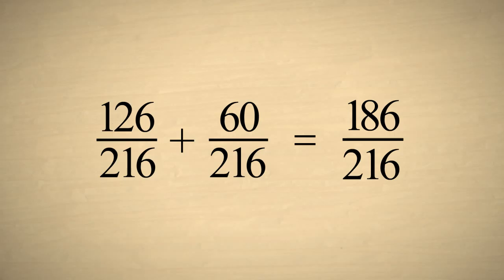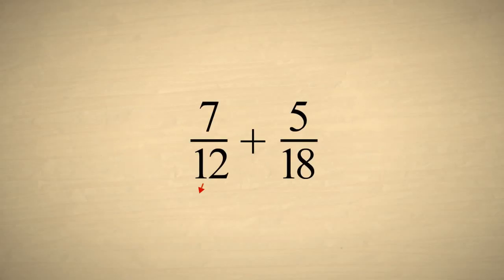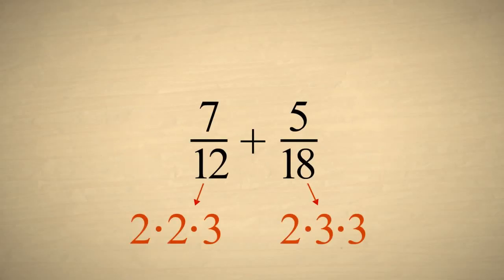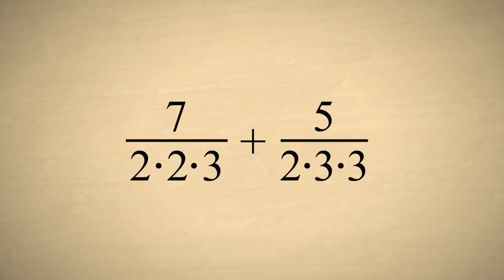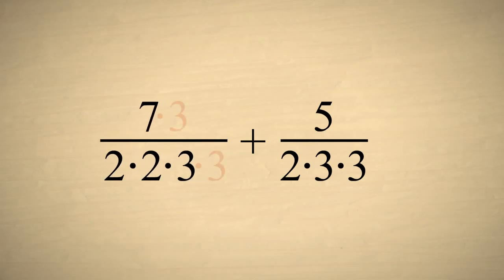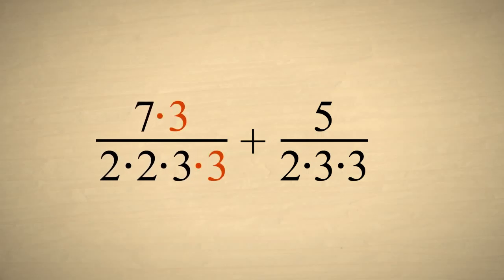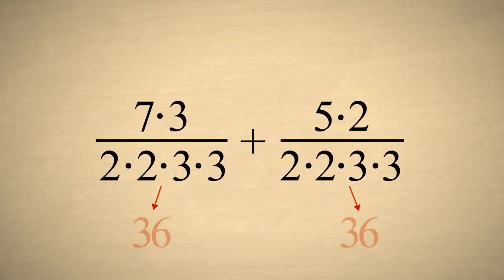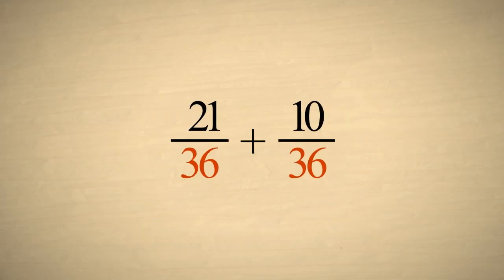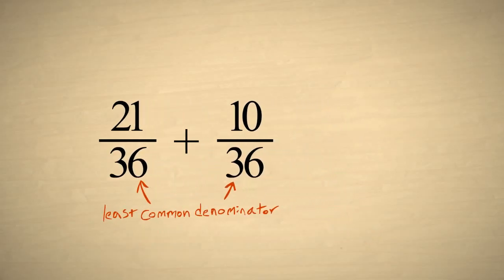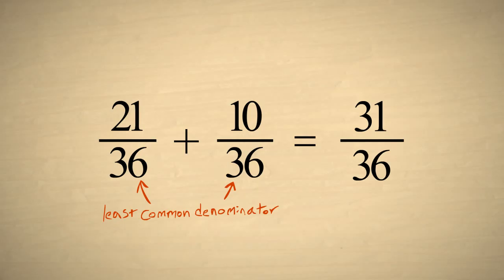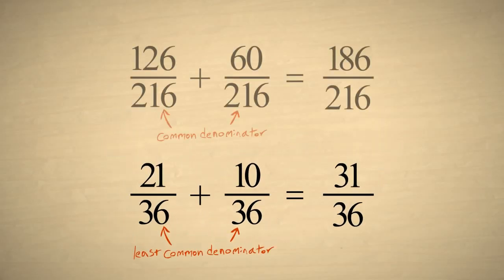Now let's try it again using the least common denominator. We'll start with the same fractions and factor the denominators. Now we can see that the first denominator only needs an additional factor of 3, and the second denominator only needs an additional factor of 2. So we end up with a much smaller common denominator of 36 and a sum of 31/36, which is a lot simpler than the result we obtained by multiplying the two denominators.